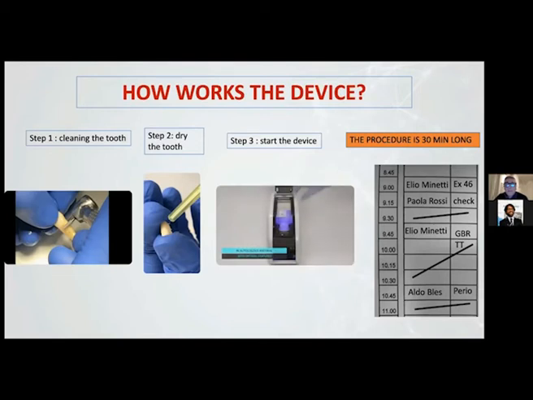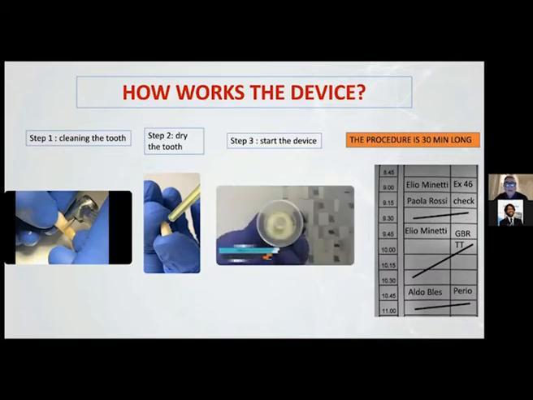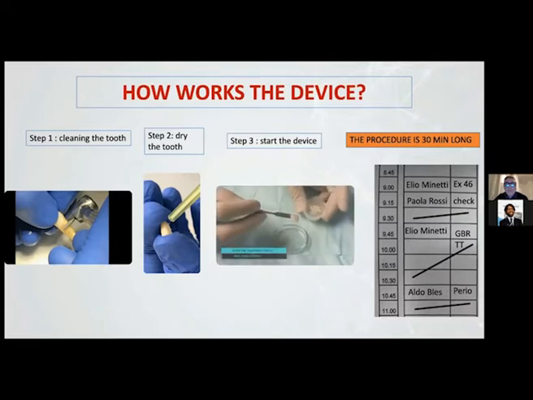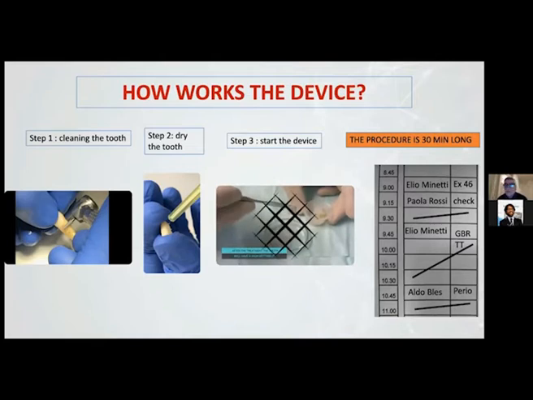At the end of the procedure, after 20-25 minutes, it's possible to find this material. Because the procedure is 30 minutes long, I suggest to do one thing. Normally, I do this procedure in my clinic in this way, because obviously it's impossible to lose 30 minutes waiting for the material.